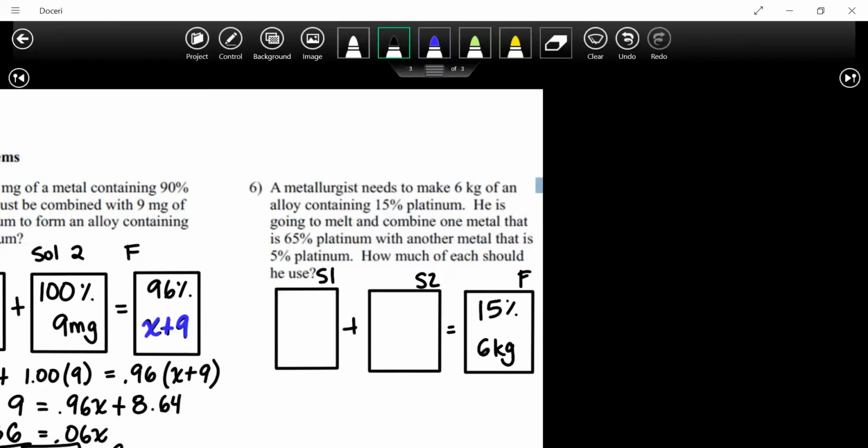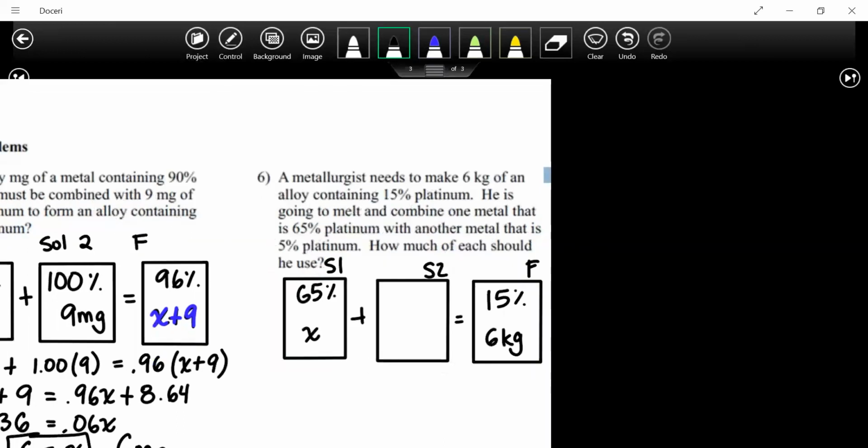He is going to melt and combine one metal. So our first solution is at 65%, and we'll just give it an X value, with another metal containing 5%. Now, this is where we want to write this in, and we're going to look at our ending two terms and subtract them. So it'll be whatever 6 minus X is, because we can only have up to 6 kilograms of our metal alloy, right?